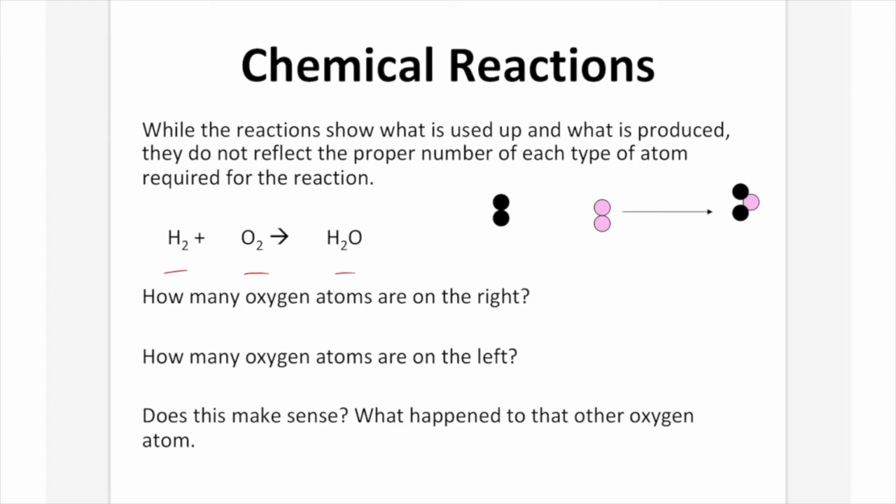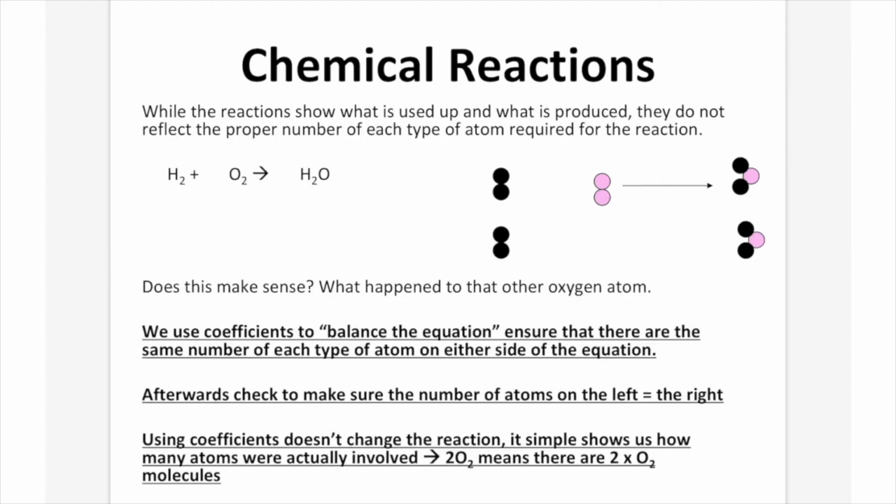So in this example here, how many oxygen atoms are on the right? The oxygens are going to be the pink, and we're going to have 1. How many oxygens are on the left? There are 2. And that's a problem, because now we're saying that we have fewer oxygens in the end than we started with. And since atoms cannot be created or destroyed, there's something wrong with this. So this doesn't make sense. So what happened to the other oxygen atom? Nothing actually happened to it. And we're going to see on the next slide what we need to do to fix it.